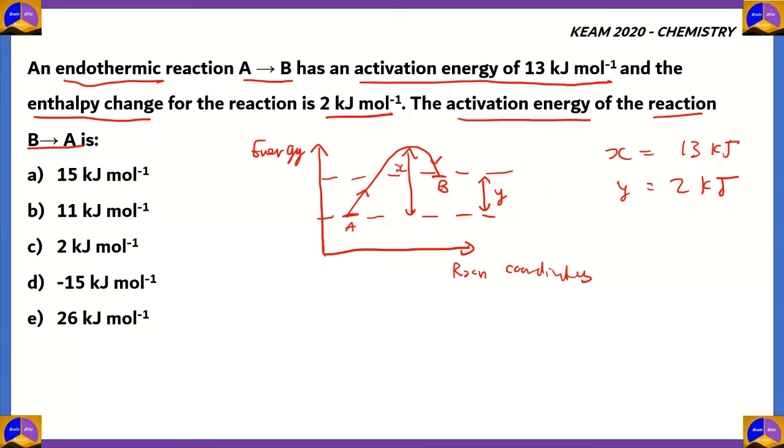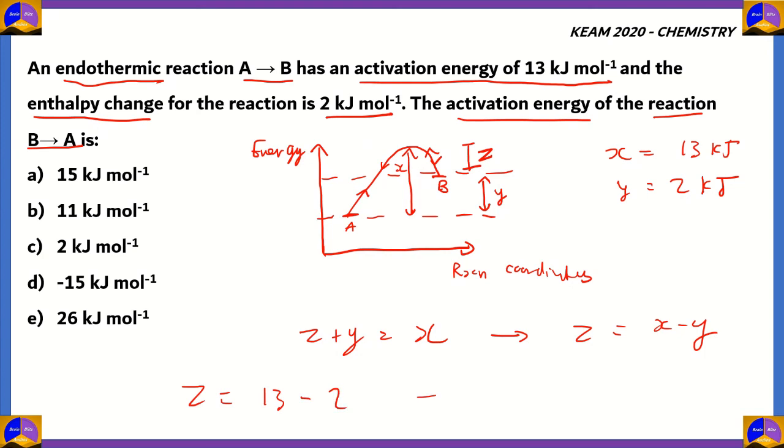Now we want to take the opposite reaction, from B to A. That means the energy first goes up to the peak and then starts decreasing rapidly. So this is what we get as the activation energy, which is Z. It's the energy from B to the peak, and that amount of energy is what we call Z. We know that Z plus Y equals X, so Z is equal to X minus Y. So the value of Z is 13 minus 2, which is equal to 11 kilojoules.